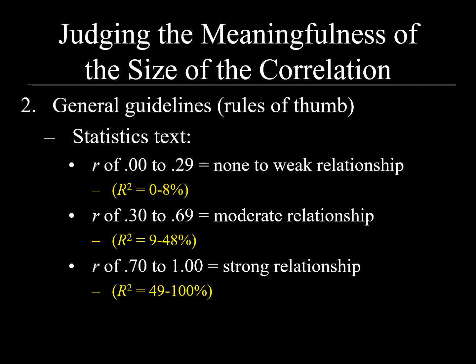So you'll find different guides to judging the meaningfulness of the size of a correlation, but the general guidelines, rules of thumb, according to a lot of texts, is that an R of 0 to 0.29 is none to weak relationships. So that's explained as about 0 to 8% of a relationship. And notice I mentioned that sometimes in the social sciences, if we explain more than 5% of variance, we're happy. So this is not talking about whether or not the difference is significant. We're talking about how strong is the relationship. So we might find a relationship of 5% that is significant. That's a different marker, and we'll be discussing that later.